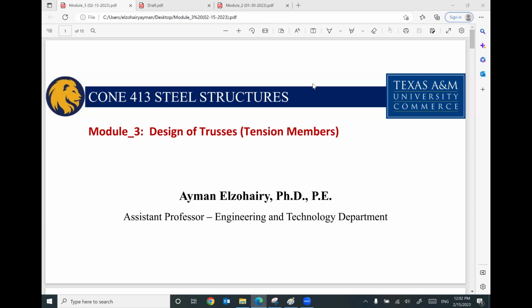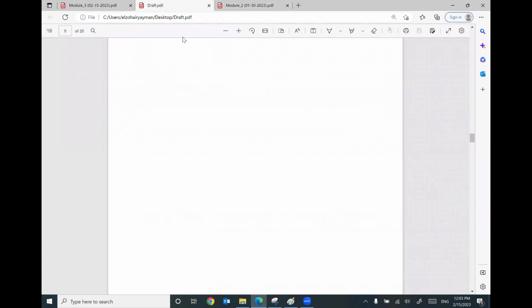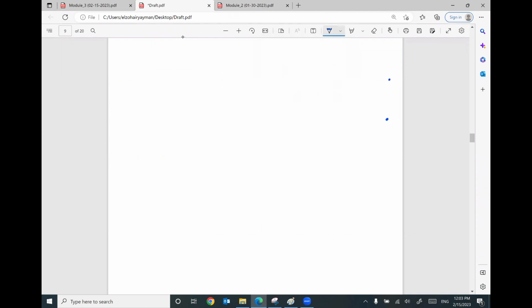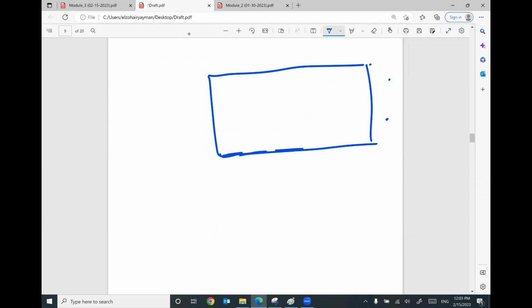Let's start. Today, we will start to talk about how to design tension member in truss. Just a reminder, I will narrate the story from the beginning. We have area of land and we need to cover it to build our house.